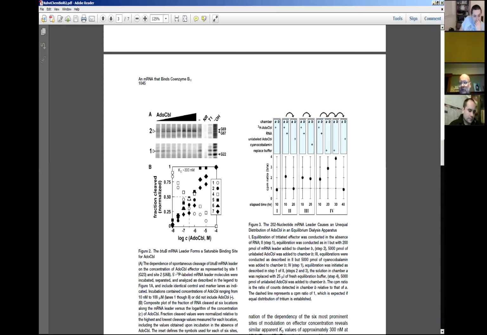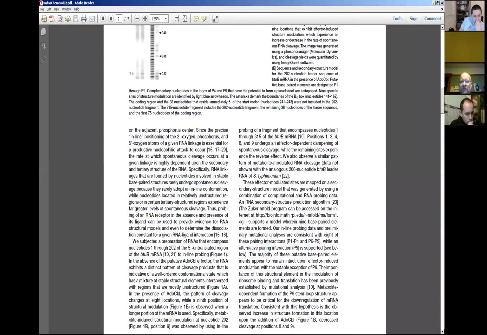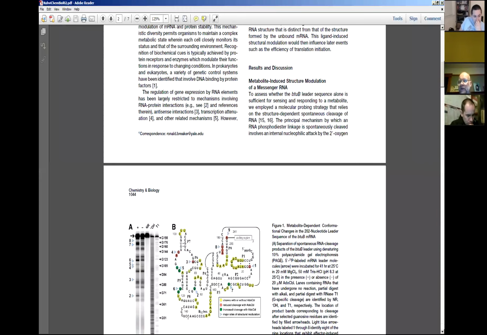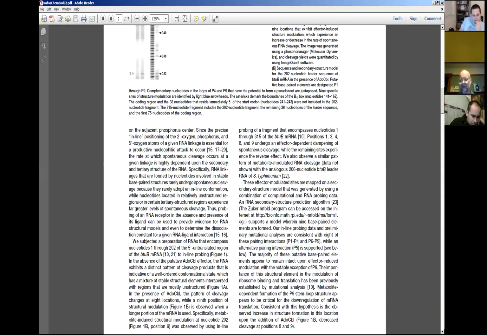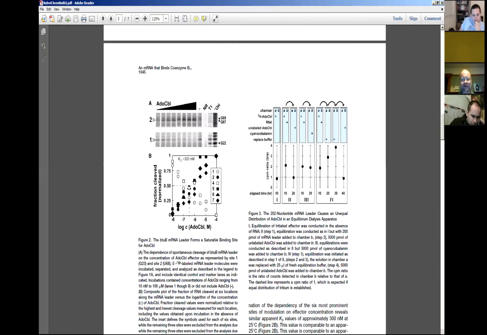At this point, if you show that there is a structural change in the presence of the small molecule, there could still be a protein intermediary, right? There could still be this vitamin B12 compound binding to a protein, and then the protein regulating the change of the mRNA. So next thing we have to show is that the small molecule actually directly interacts with the mRNA. And that's the assay that you're showing next.